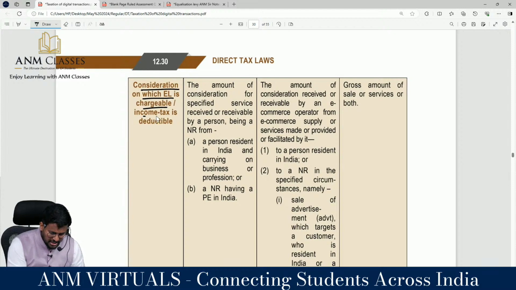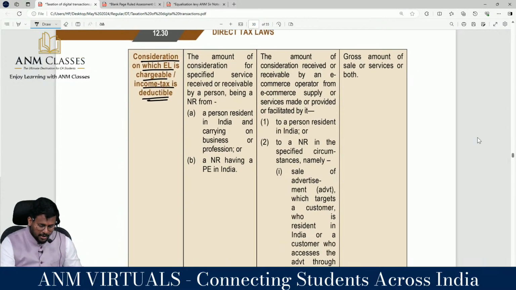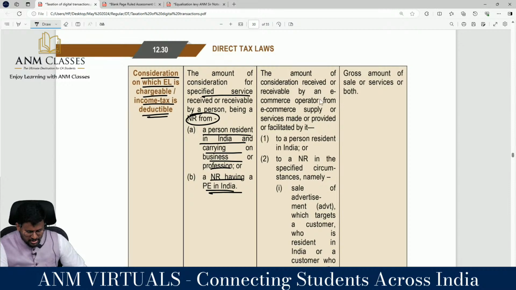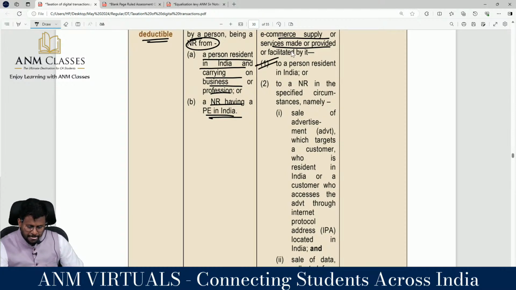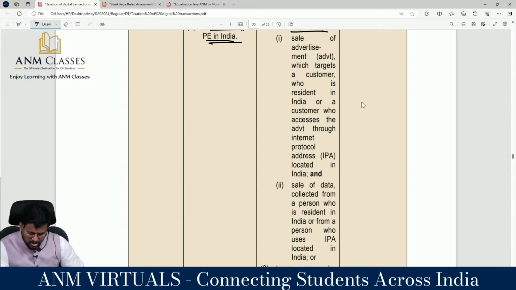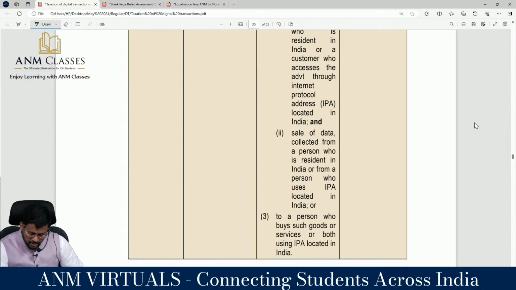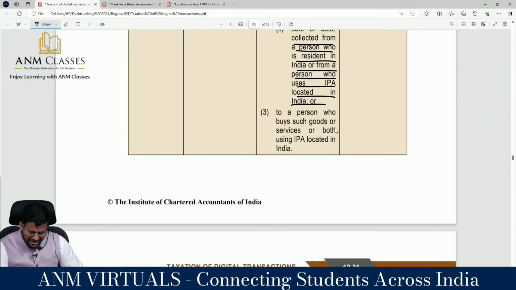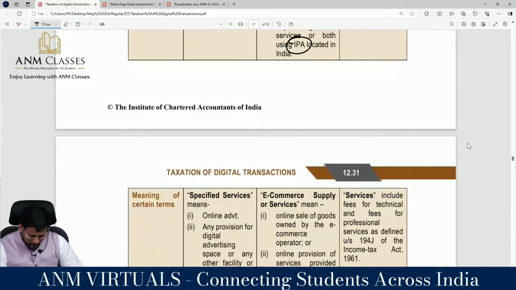Consideration on which equalization levy is chargeable or income tax is deductible: the amount of consideration for specified service received or receivable by a person being a resident from a person resident in India and carrying on business or profession, or non-resident having a PE in India; and the amount of consideration received or receivable by an e-commerce operator from e-commerce supply or service made or provided or facilitated to a person in India or to a non-resident in specified circumstances, namely sale of advertisement which targets a customer who is resident in India or a customer who accesses the advertisement through an IP address located in India, and sale of data collected from a person who is resident in India or from a person who uses an IP address located in India, or to a person who buys such goods or service or both using an IP address located in India.